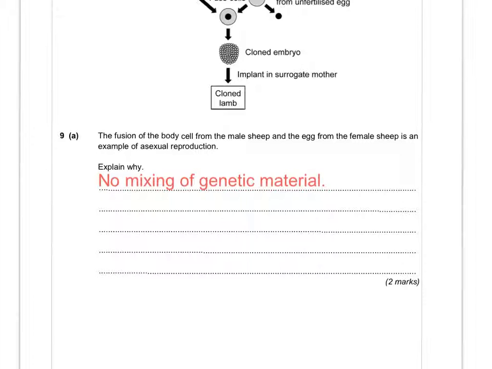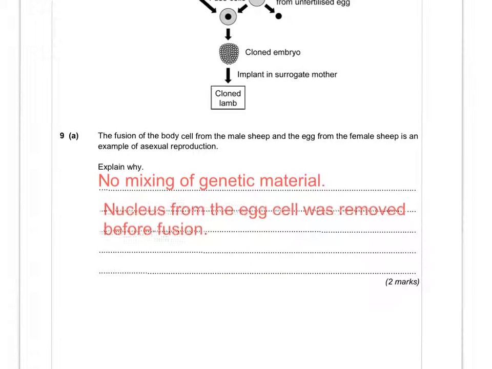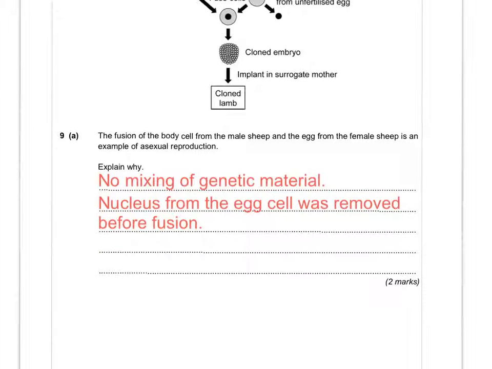And then your second mark is for saying that the reason we know this is because the nucleus from the egg cell was removed before the cells were fused. So the nucleus from the egg cell was removed before fusion. As a result, that means that we've only got the genetic material of the male present there.